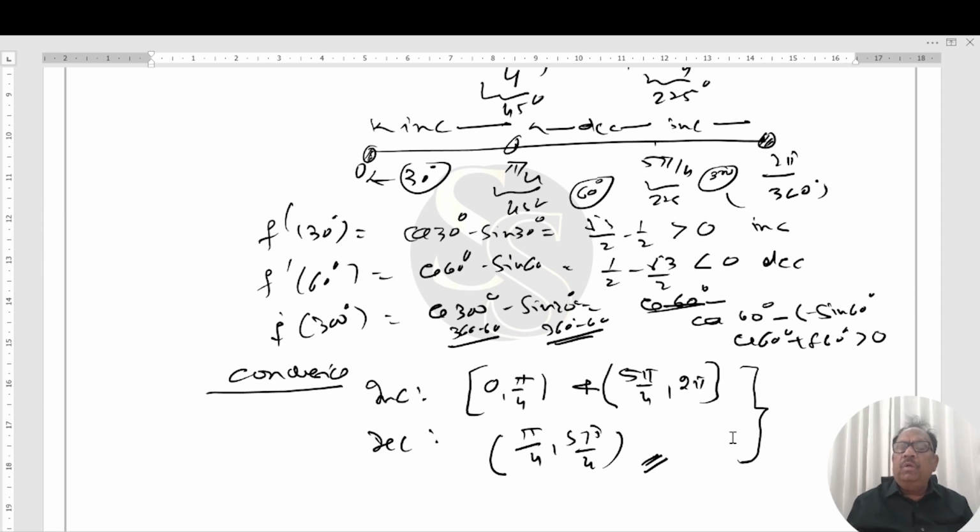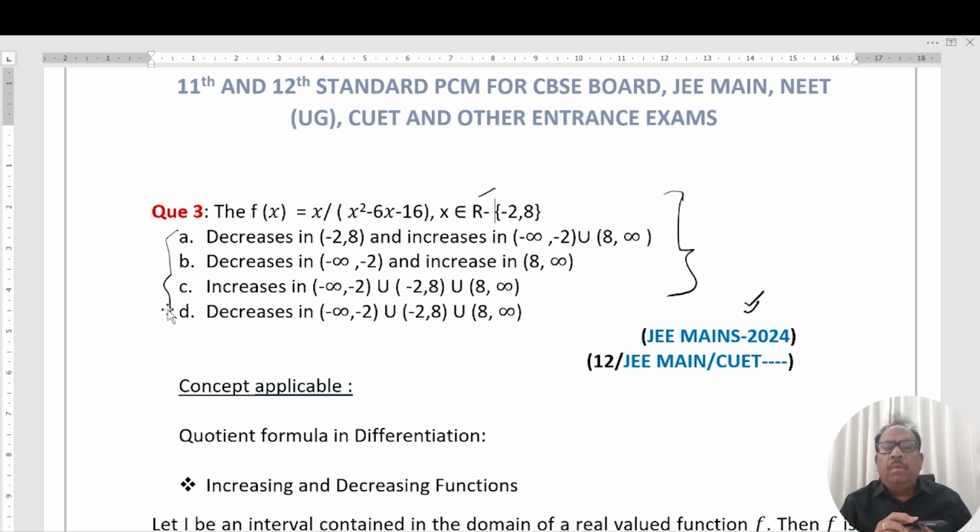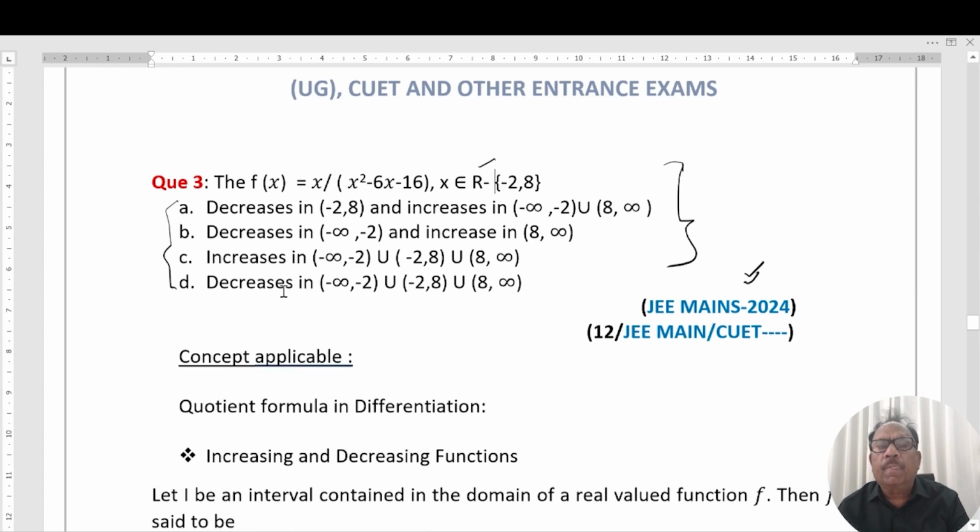Now the next question will be on rational expression. Right? Now let's start the question. This question has been taken from JEE Mains 2024. The question is f(x) equals x upon x square minus 6x minus 16 for x belonging to the set of all real values except the values minus 2 and 8. Four options are given, and one of them is the correct option. Right? Before starting the question, I am going to discuss certain concepts other than this question.